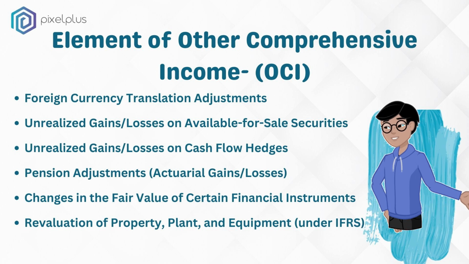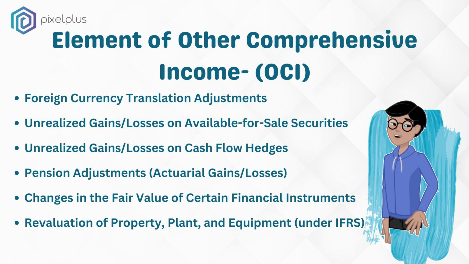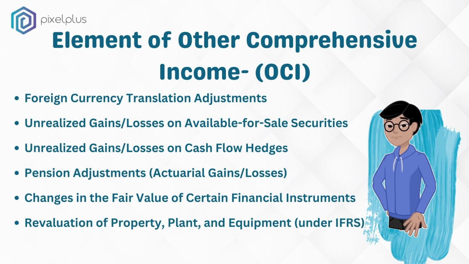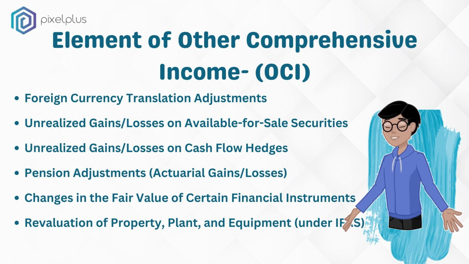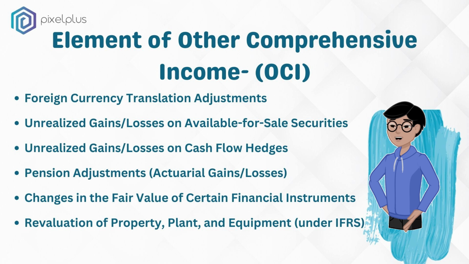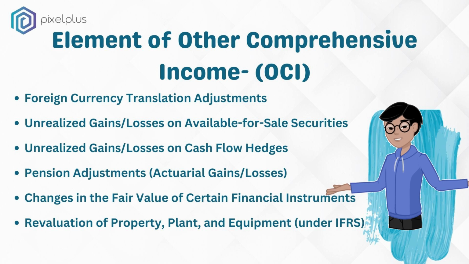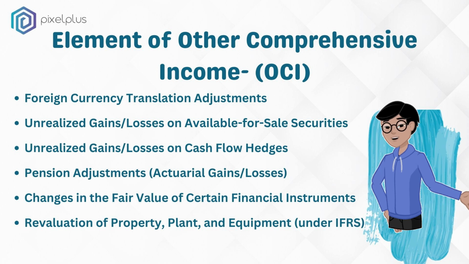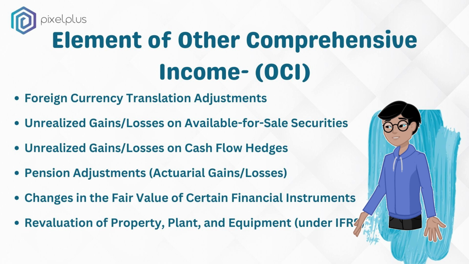Foreign currency translation adjustments arise when a company has subsidiaries or operations in foreign countries and their financial statements are consolidated into the parent company's financial statements. These adjustments occur due to the fluctuation in the exchange rate between the functional currency of an operation and the reporting currency of the parent company. The resulting gains or losses from translating the financial statements of foreign subsidiaries are included in other comprehensive income to reflect the impact of exchange rates on a company's net investment in foreign operations without affecting the current period net income.